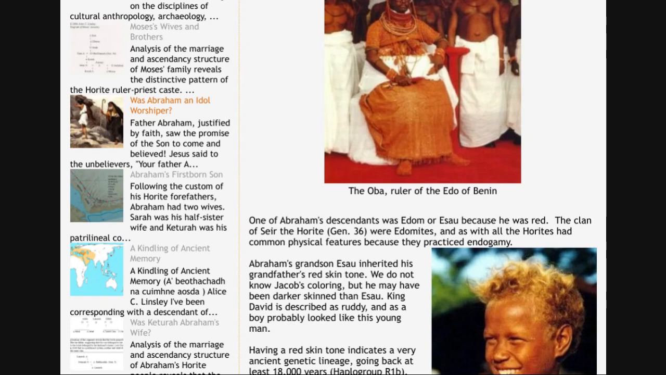We do not know Jacob's coloring, but he may have been darker skinned than Esau. King David is described as ruddy, and as a boy probably looked like this young man to the right. Now I want to read a scripture out of Second Chronicles.